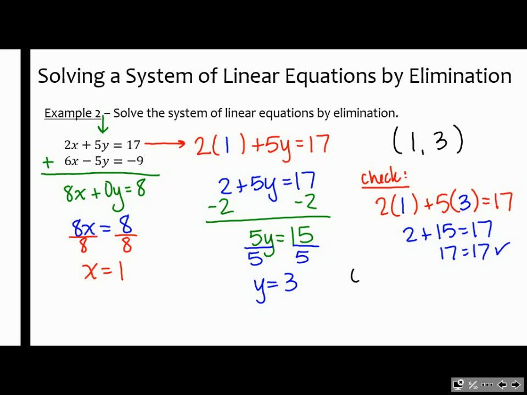The second equation in our system, 6 times x, which will be replaced, subtract 5 times y, which will be replaced, should equal -9. X is 1, y is 3. 6 times 1 is 6, minus 15. And 6 minus 15 does in fact equal -9. So the point (1, 3) is confirmed to be the solution for the system.